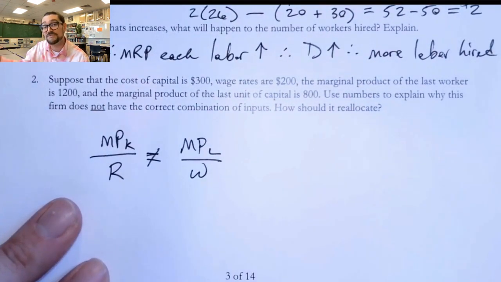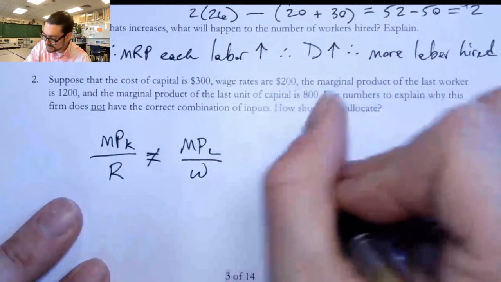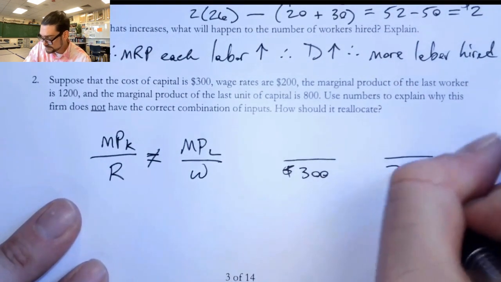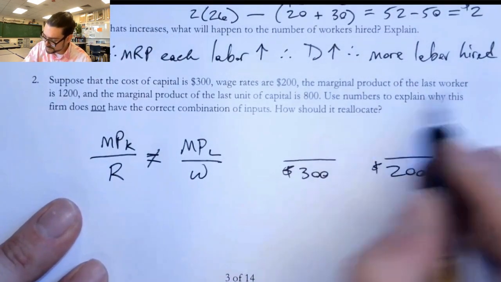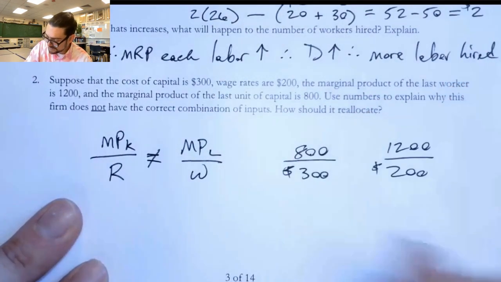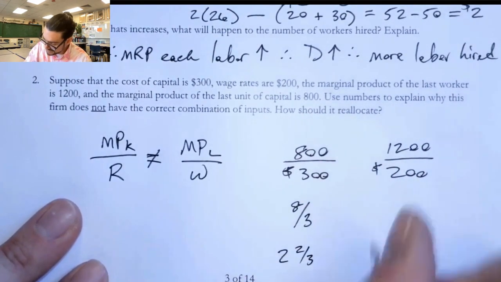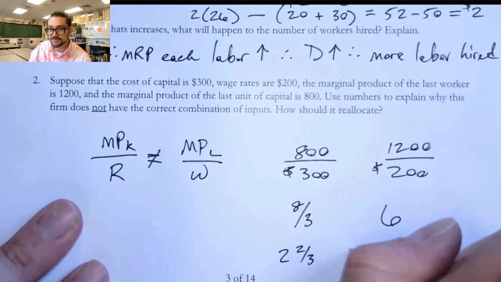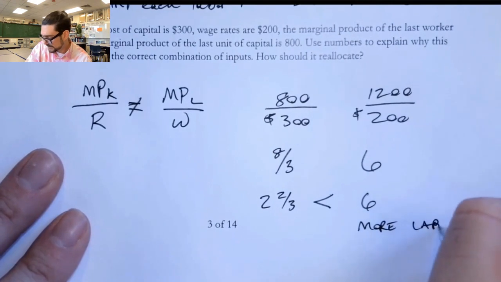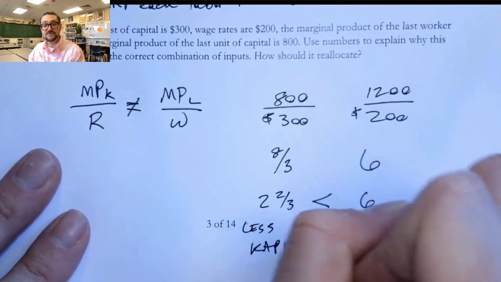We would want to hire more of the thing that gives us more product per dollar. So the marginal cost of capital is 300. The wage rates are 200. The product of the last worker is 1,200. And the product of the last capital is 800. And so we have 8/3, which is 2 2/3. And then we have 6. So which one's bigger? Well, 6 is clearly bigger. So we should hire more labor and less capital, because 6 is bigger than 2 2/3.